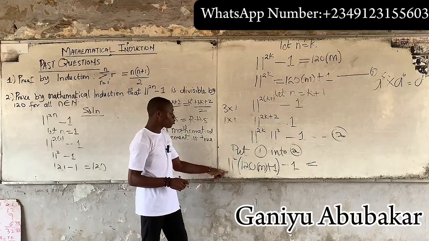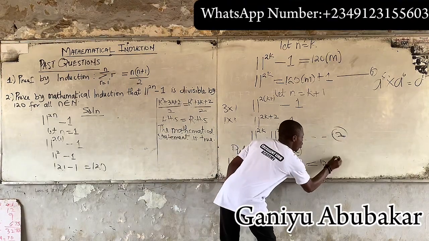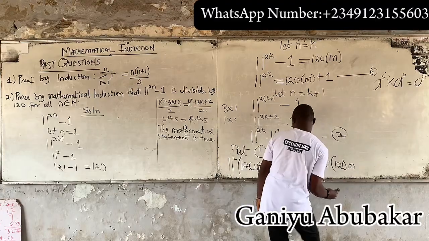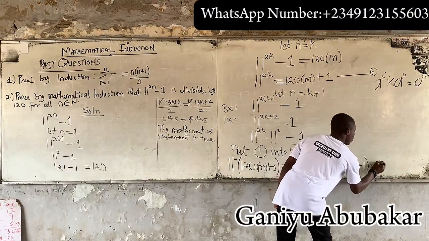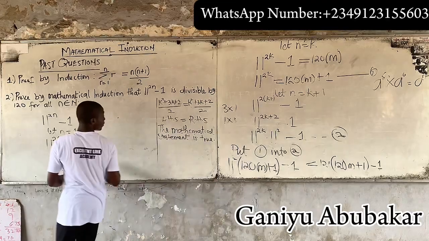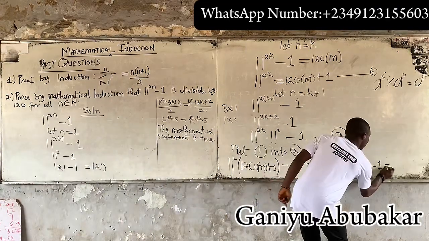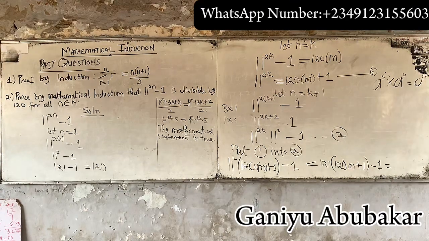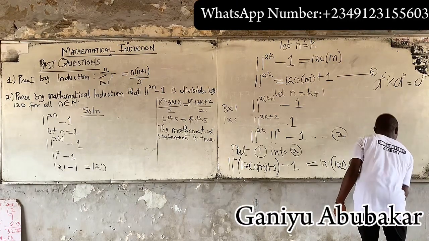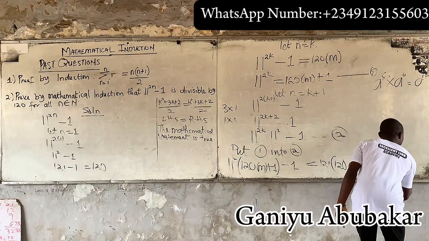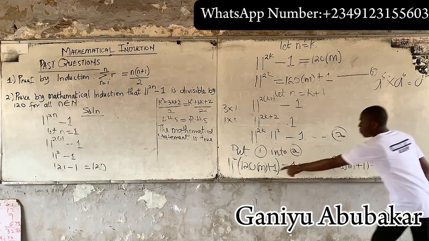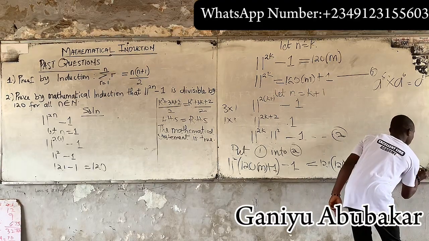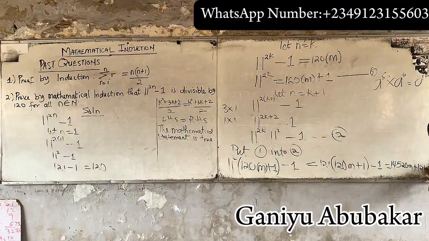So at this point now, use 11 squared to expand this bracket. That's it. So 11 squared is 121. Similarly, 121 into 120m plus 1, minus 1. At this point now, what do we get? Perhaps this is equal to 120 times this. What is 121 times 120? Call it 1 for me. That's 14520m, plus 121, minus 1, please. There's a minus 1 here.